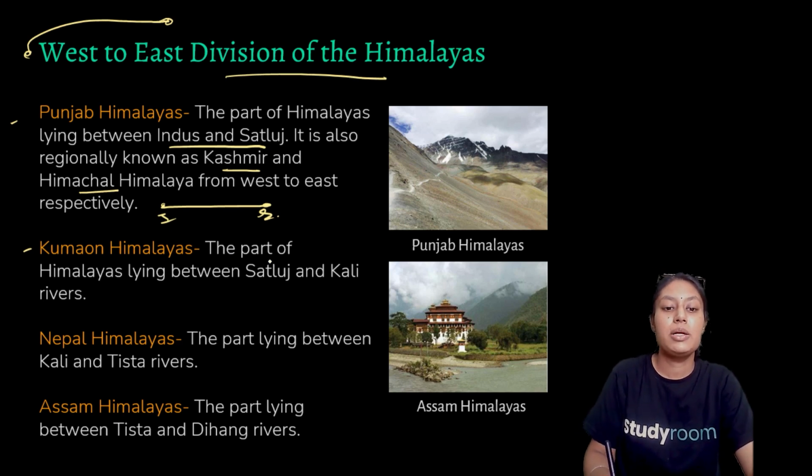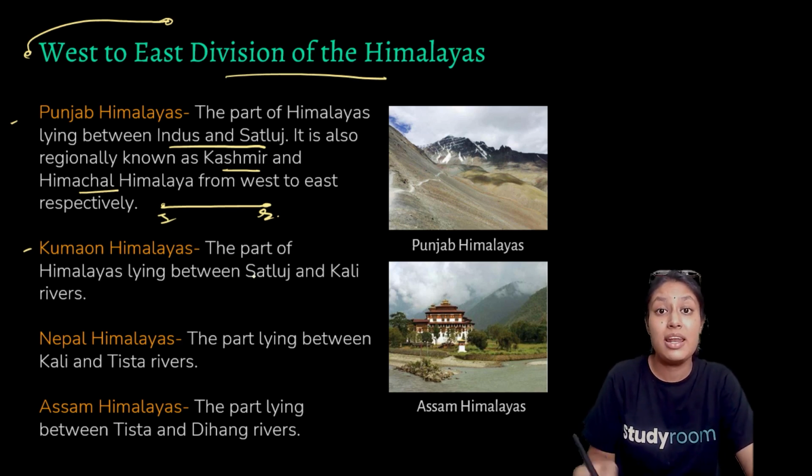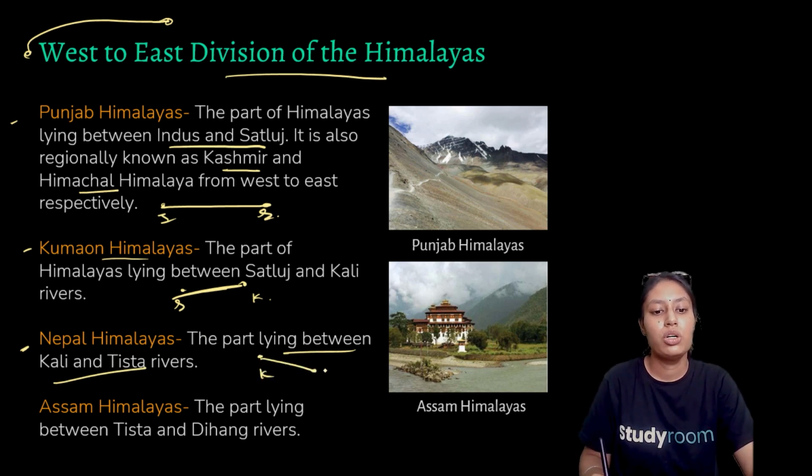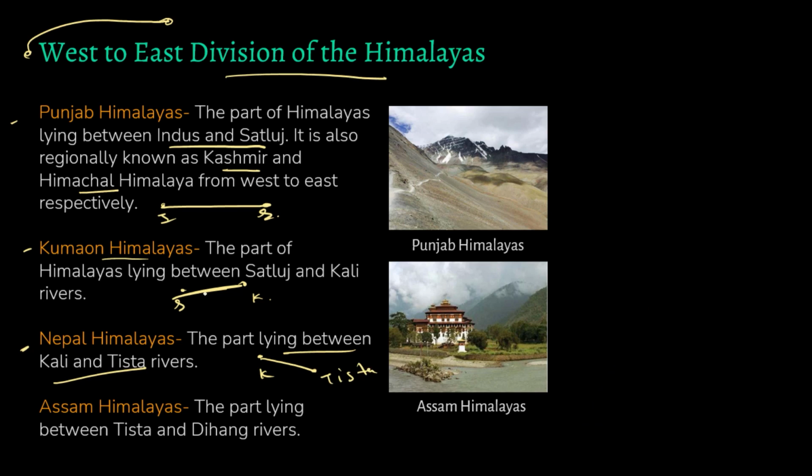Next, we have the Kumaon Himalayas, the part of the Himalayas lying between the Satluj and Kali rivers. The ranges between them are called the Kumaon Himalayas. Third are the Nepal Himalayas, which lie between Kali and Tista.